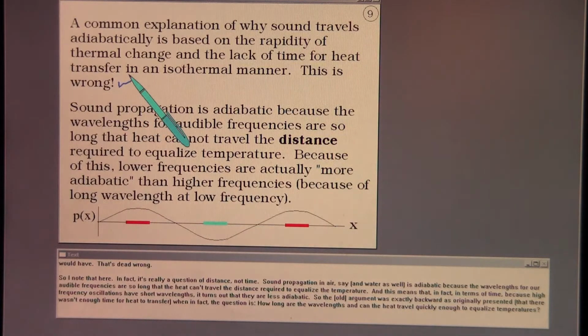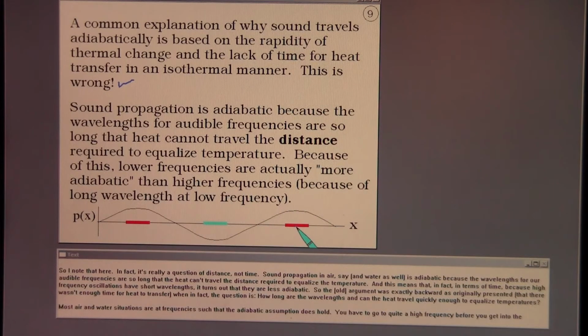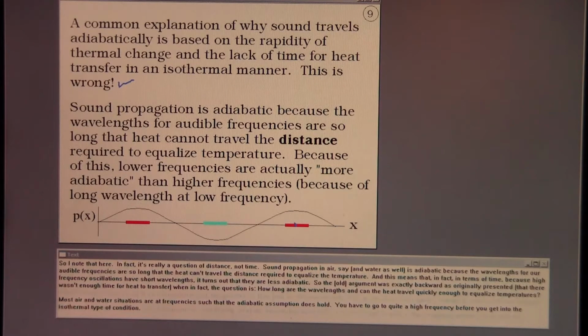In fact, it's really a question of distance rather than time. Sound propagation in air, say, and water as well, is adiabatic because the wavelengths for our audible frequencies are so long that the heat can't travel the distance required to equalize the temperature. And this means that, in terms of time, because high frequency oscillations have short wavelengths, it turns out that they are less adiabatic.